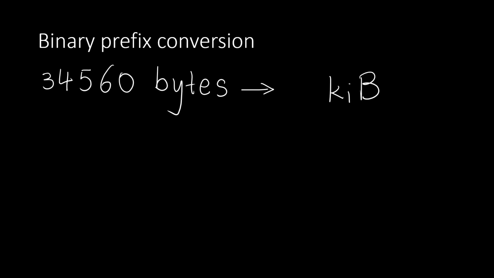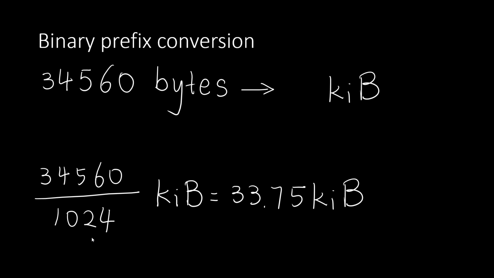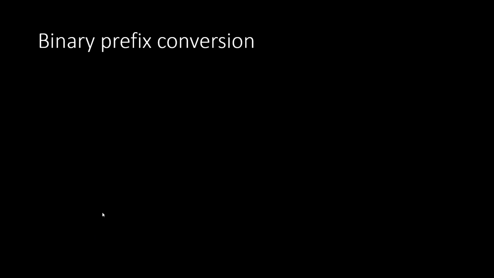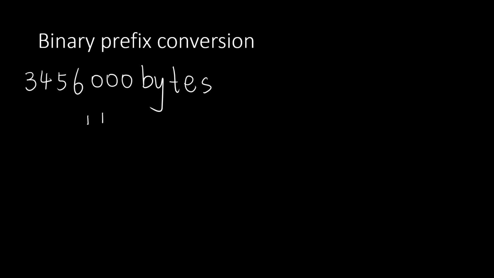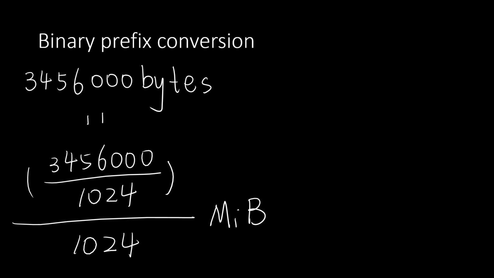Okay, so after learning that, we will see how we can use the knowledge to convert bytes into kibibytes. So for example, 34560 bytes can be converted to kibibytes by dividing by 1024. And 3,456,000 bytes can be converted to megabytes by dividing by 1024 two times, which is 3.296 megabytes.